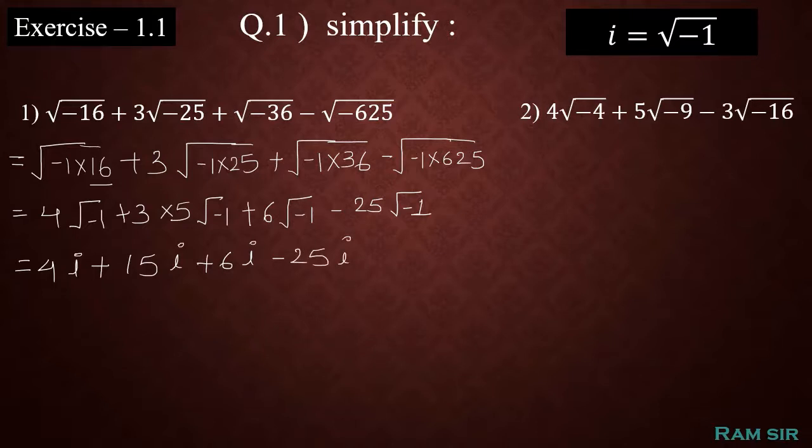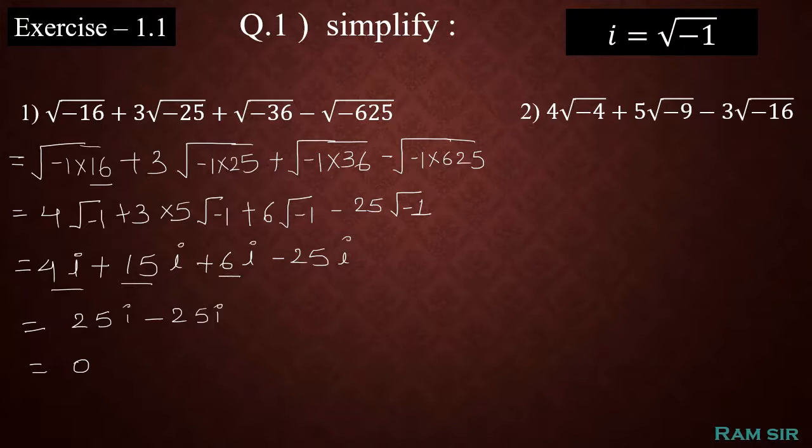In the next step we have these 3 terms with a plus sign, so add them first. 4 plus 15 gives you 19. 19 plus 6 gives you 25i, and we are left with minus 25i also. So 25i minus 25i gives you 0. So the simplified answer for the first question is 0. Let's discuss the answer for the second one, which is given to us.